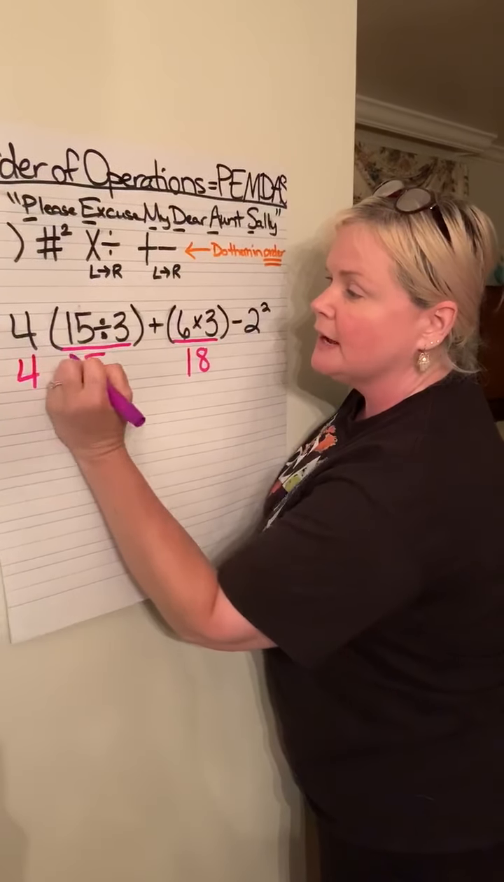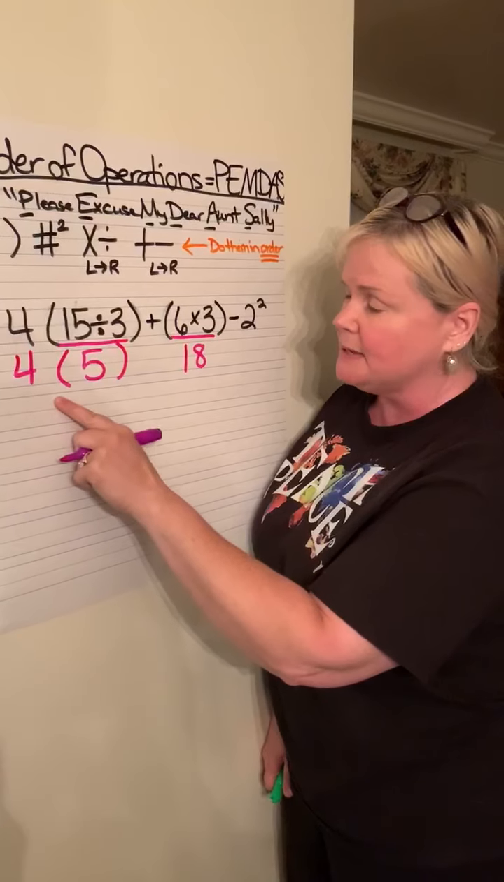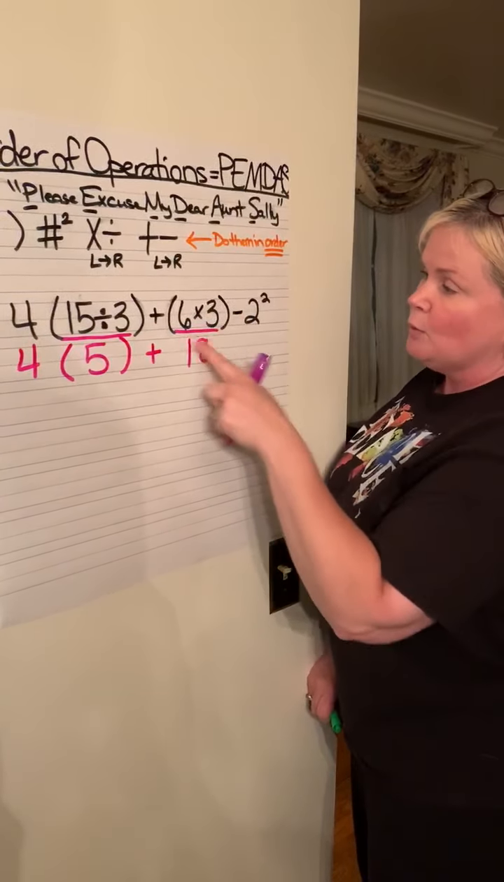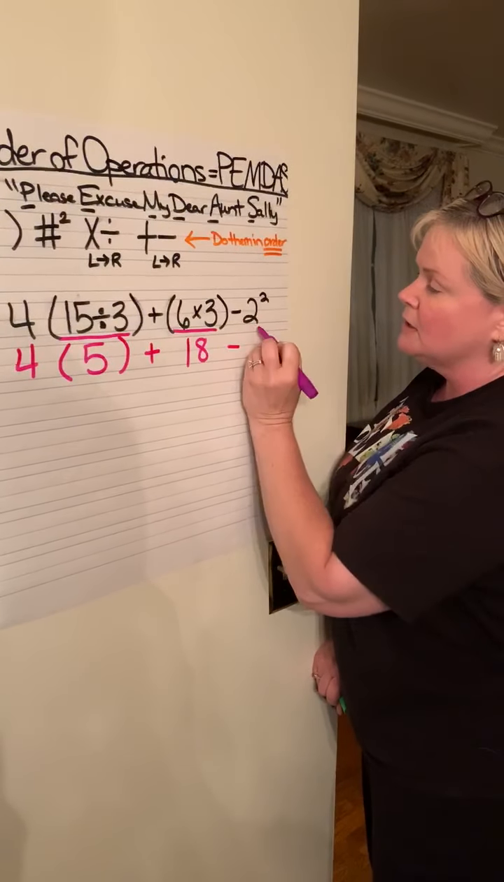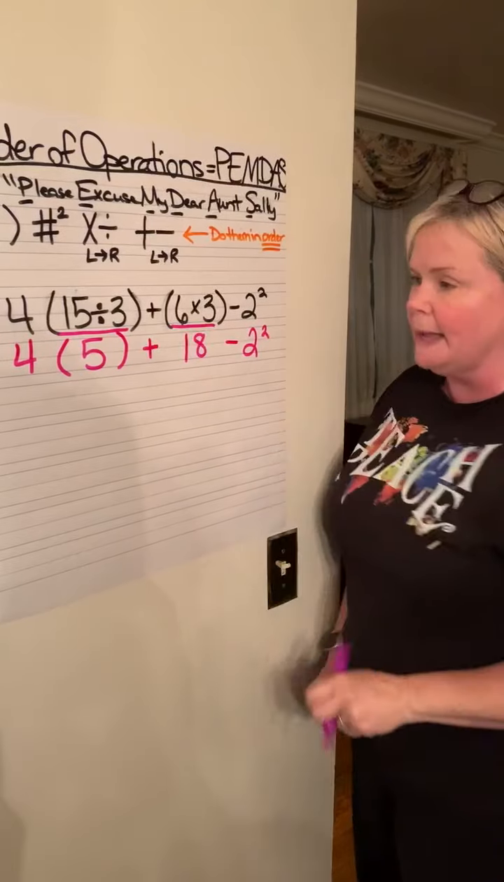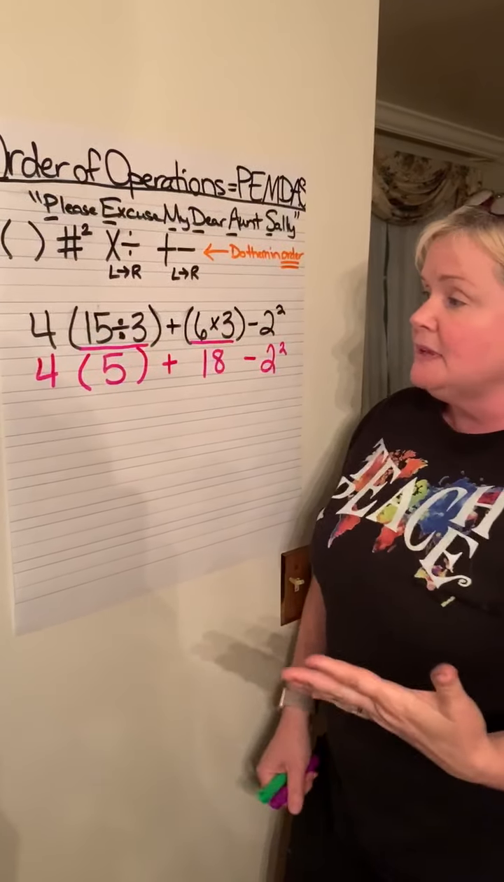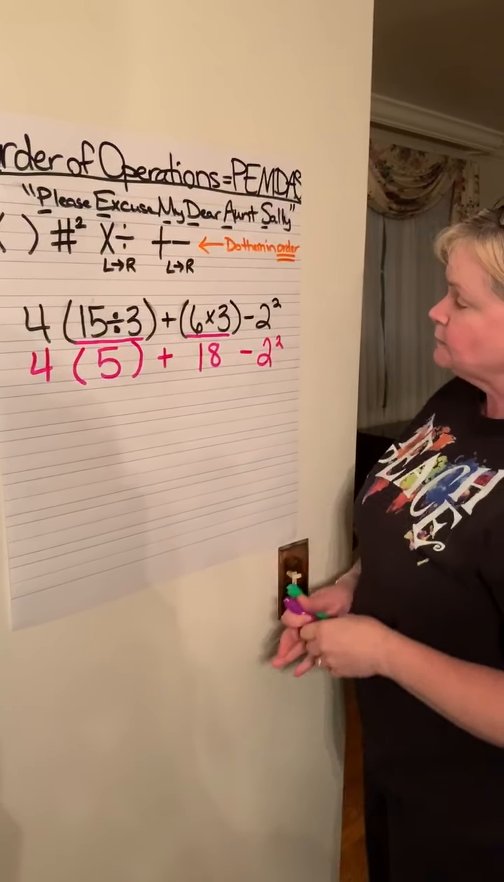We're going to bring this 4 down. And in that case, we're going to bring the parentheses down. We'll talk about what that means in a second. We're going to bring this plus sign down. We've worked with that. We're going to bring this minus sign down. And we're going to bring this exponent down. Okay? Now, the tricky thing about this is you got to know what you're looking at. But we'll get to that in a minute.